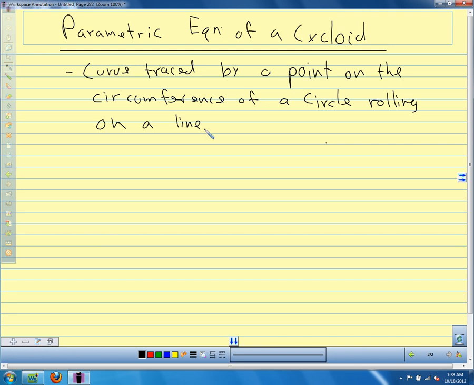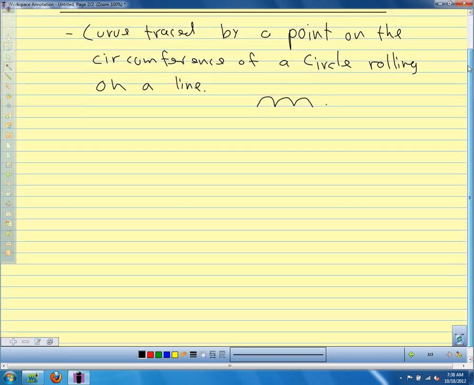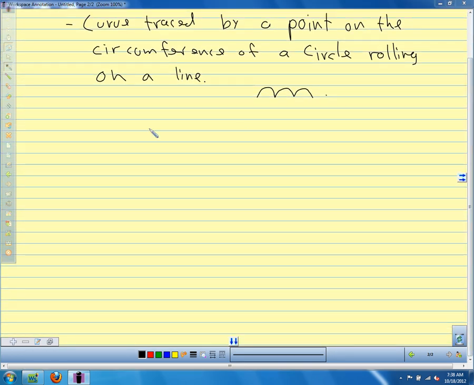So we want to describe this curve. And it ends up looking kind of like that. But we want to find a set of parametric equations for this curve. So let's draw out a description of our situation.